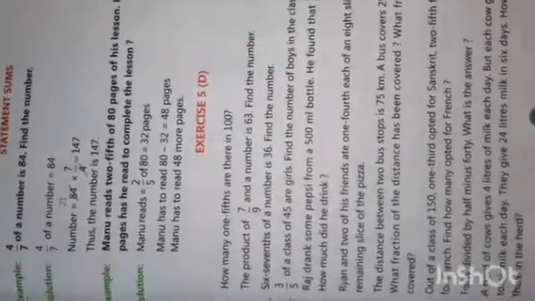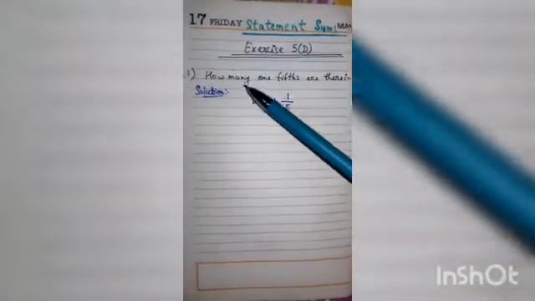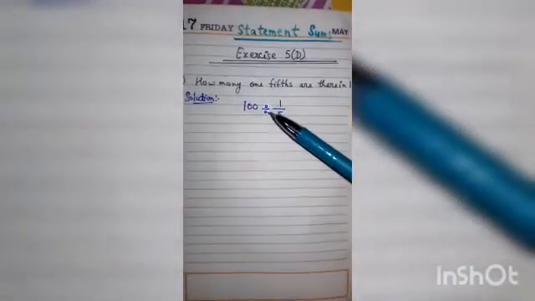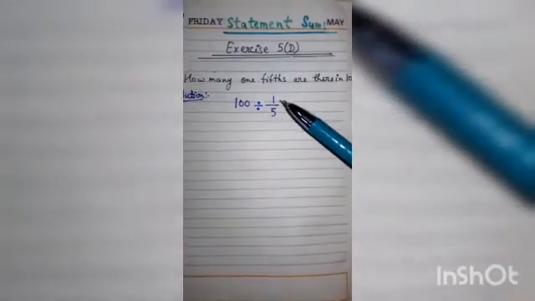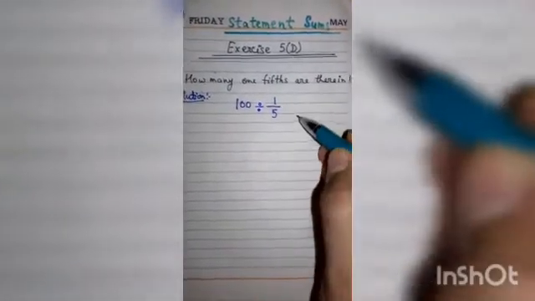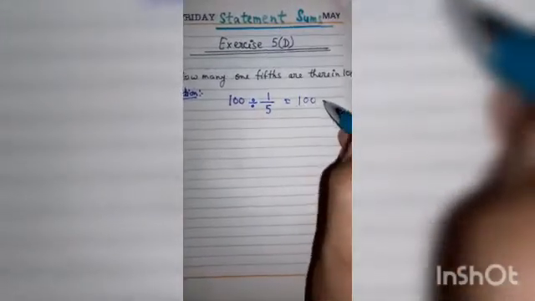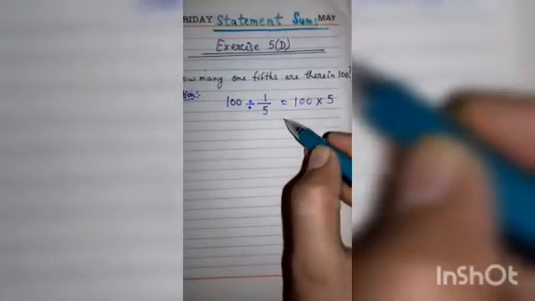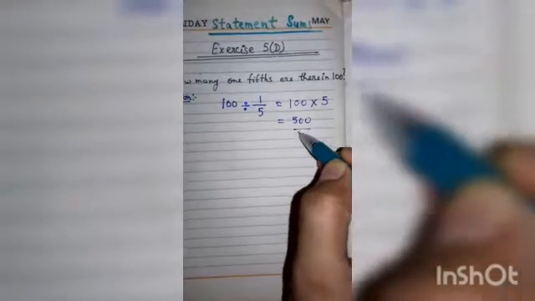Okay. Move to exercise 5D. Exercise 5D, question number 1. How many 1/5 are there in 100? So 100 divided by 1 by 5. Division converts to a multiplication symbol. The reciprocal of 1 by 5 is 5, and 500 is the answer.